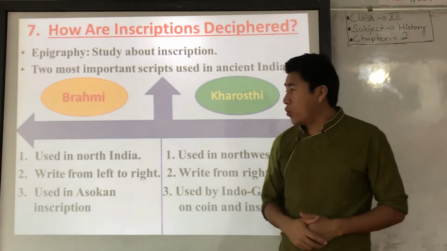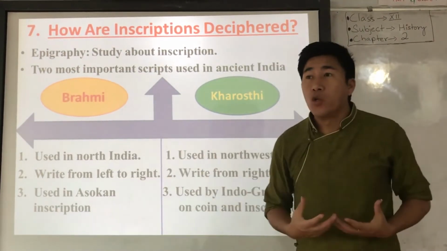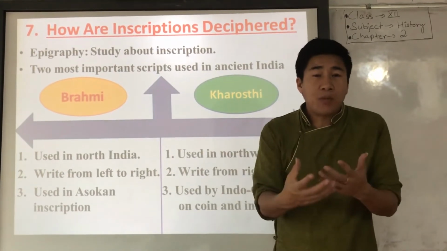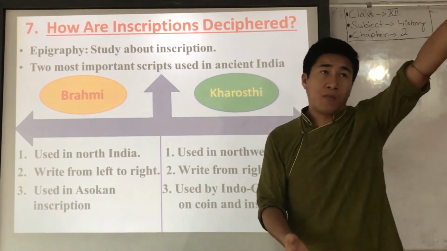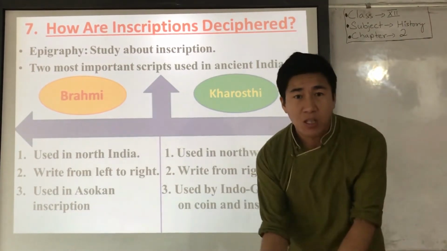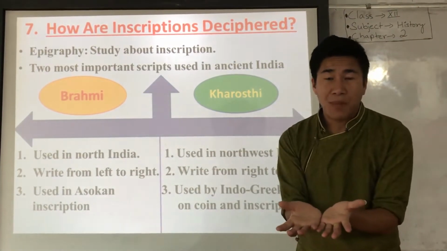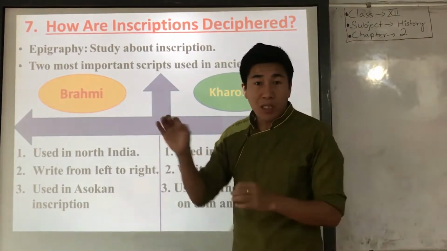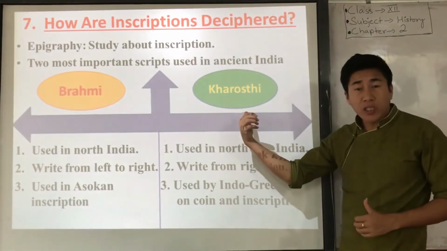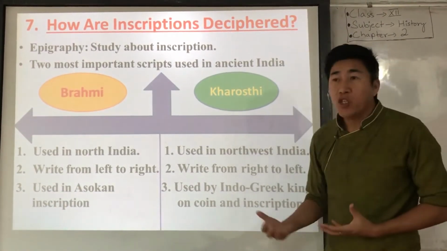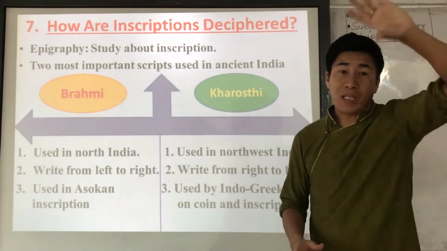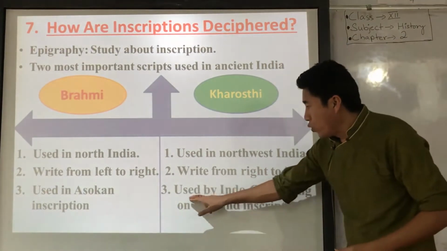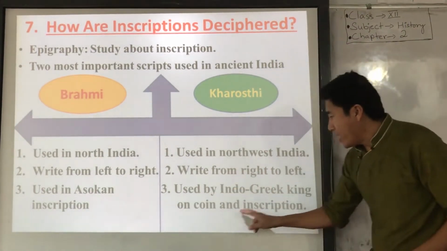And the third difference between these two is that Brahmi script was usually used for the Ashokan inscriptions. The inscriptions of King Ashoka found from the northwest frontier provinces to Assam and then to Andhra Pradesh, almost everywhere the Mauryan dynasty extended, were mostly written in Brahmi script. And Kharosthi script was usually used by Indo-Greek kings in the northwest area, Gandhara, Taxila and the Pakistan area, on coins and inscriptions.